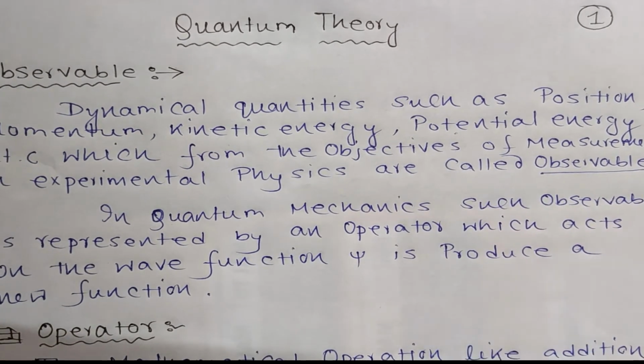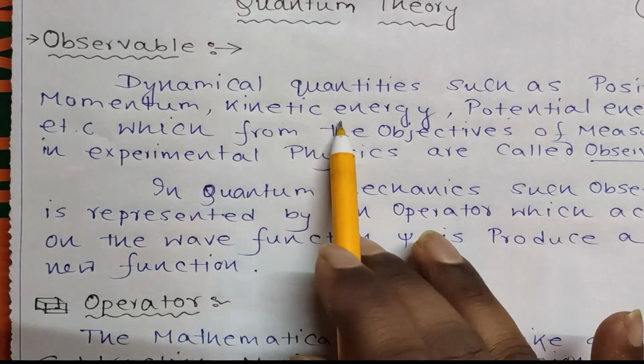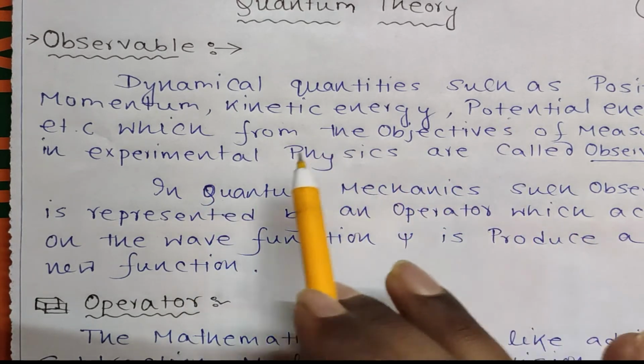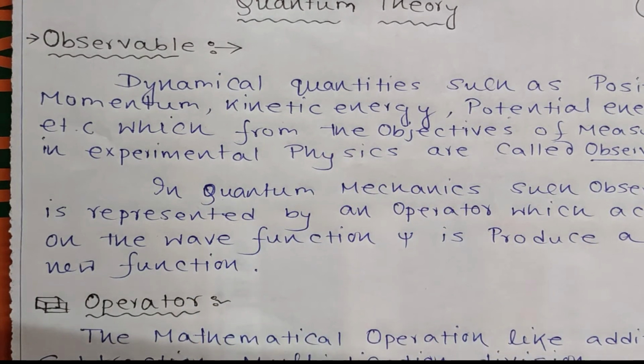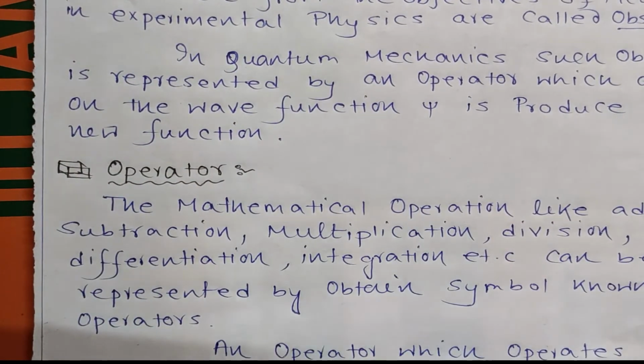Observable. What is an observable? Any measurable dynamical quantity like position, momentum, kinetic energy, potential energy, etc. in physics is known as an observable. Each observable in quantum mechanics can be expressed as an operator. So the next topic is the operator.